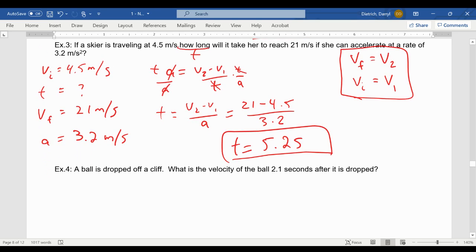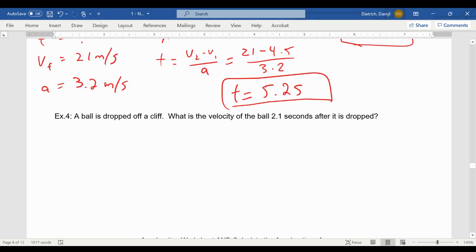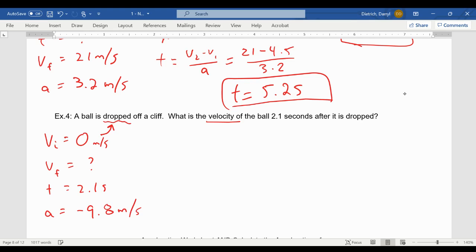Okay, last question. A ball is being dropped off a cliff. That word dropped means that its initial velocity is 0 meters per second. What is the velocity after a certain amount of time? Time is 2.1 seconds. The other thing we know here is that our acceleration is always negative 9.8 meters per second squared, downwards.